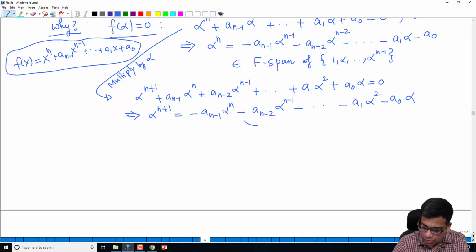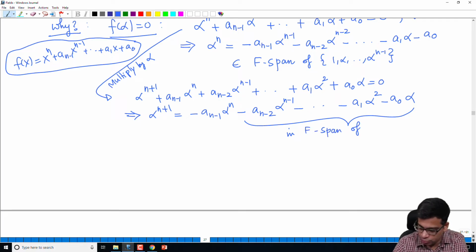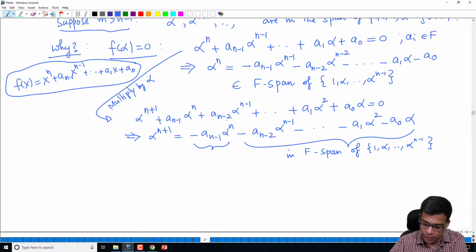Now look at this. These terms here are already in the span of 1, ..., alpha^(n-1) by definition, because the only powers there are up to alpha^(n-1), and the coefficients are already in F. This a priori is not there, but we just proved that alpha^n is in the F-span of this. So this is also in the F-span of our set.